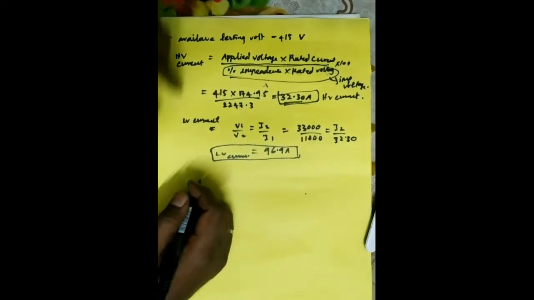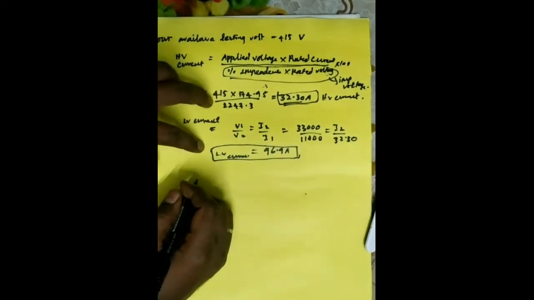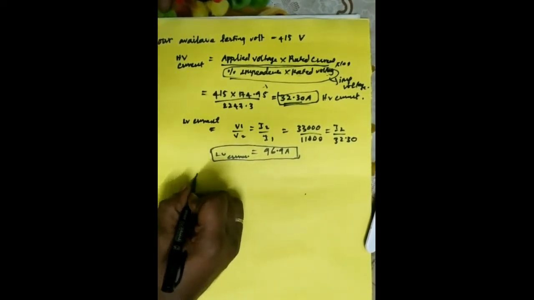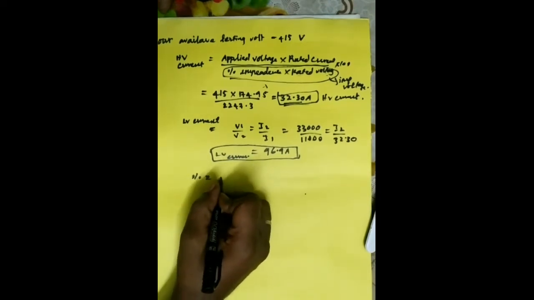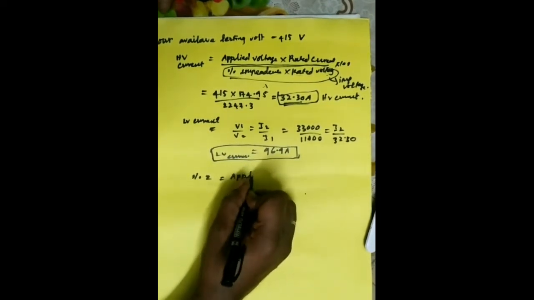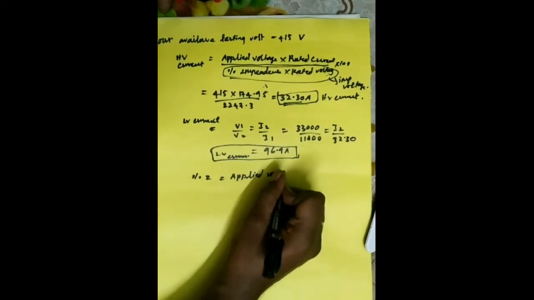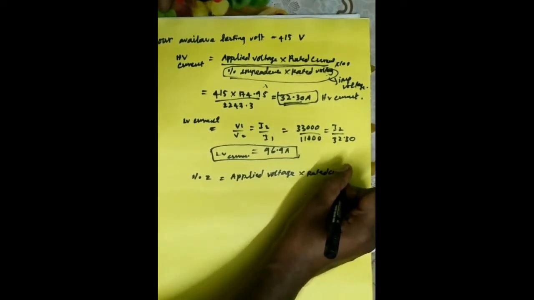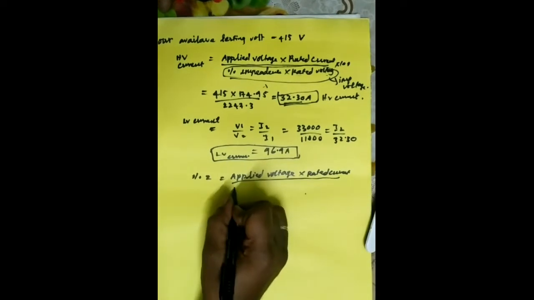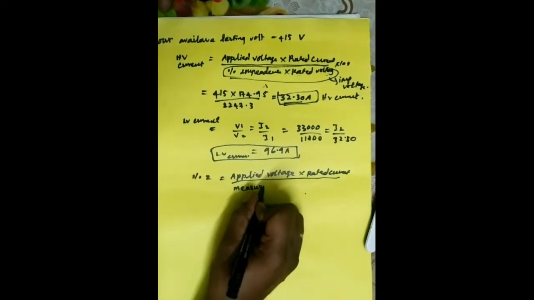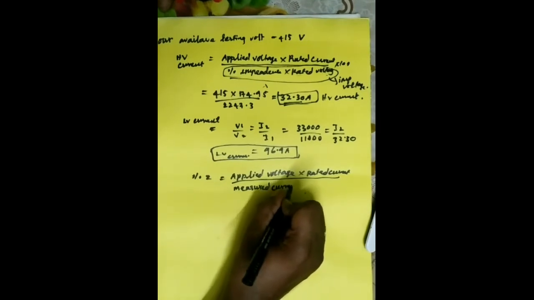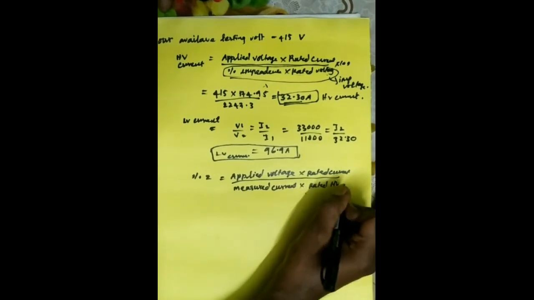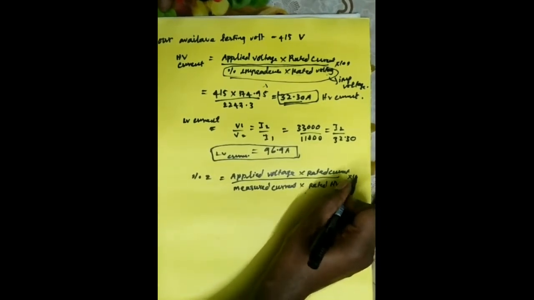Again, to check whether this calculated current is correct or not, let's substitute these obtained values in the percentage impedance formula. Percentage impedance equals applied voltage into rated current, divided by measured current, into rated HV voltage into 100.